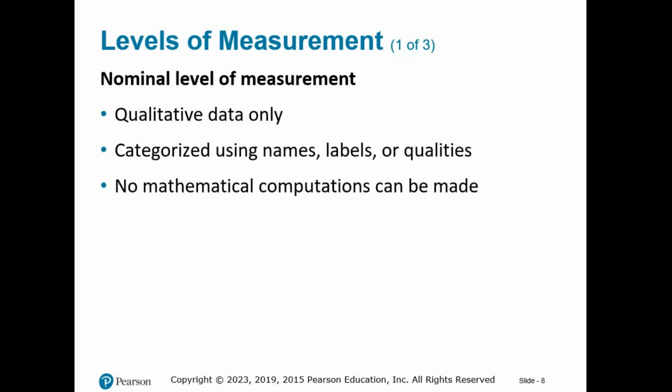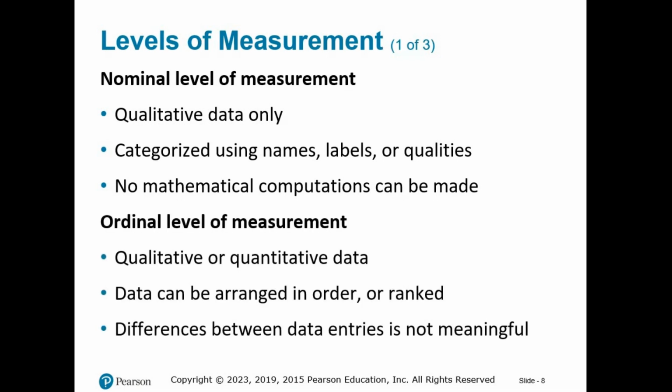The first level is called nominal, and it will help you remember what's included in this level if you think of the root word nom, or name. Nominal level of measurement includes only qualitative data or categorical data like names, labels, or qualities. No mathematical computations can be made with nominal level data.